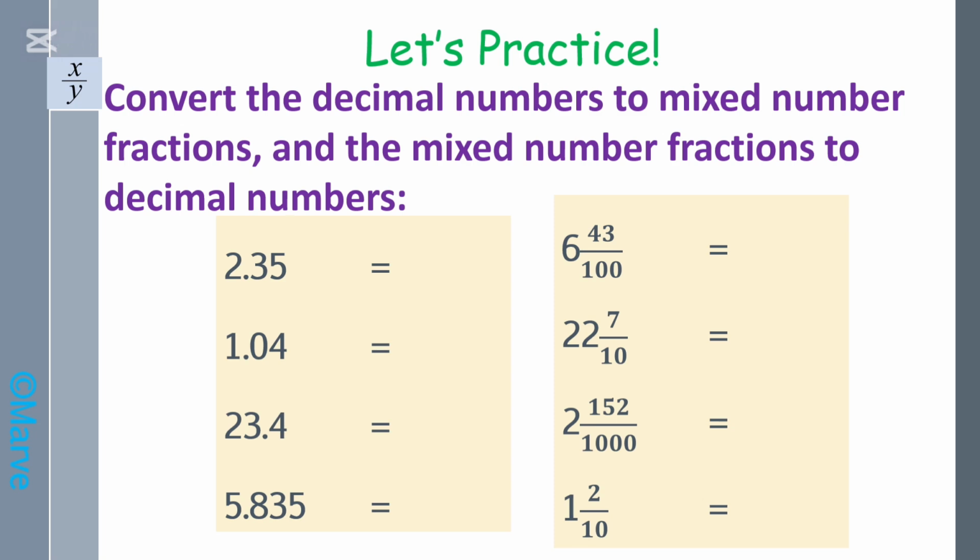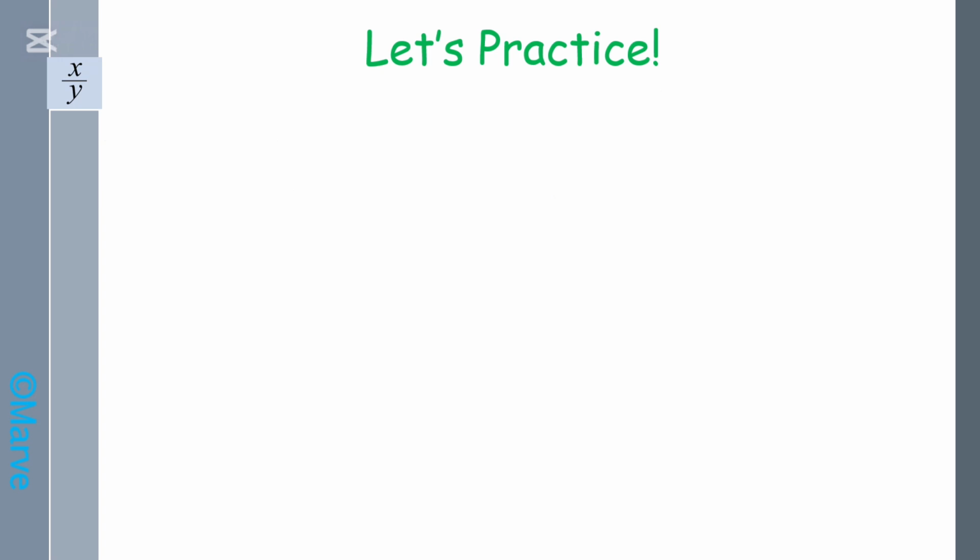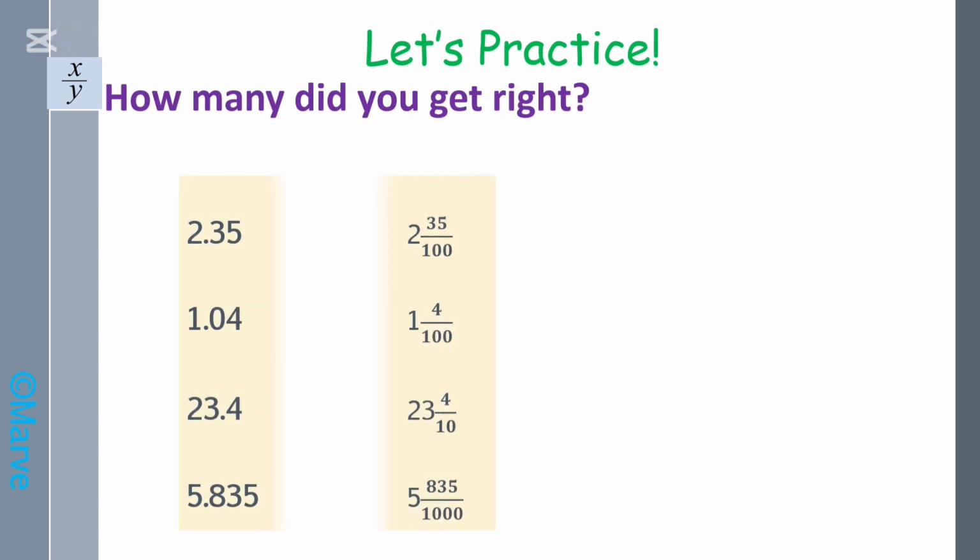Okay, welcome back. How many did you get right? Let's see. 2.35. Okay, from the decimal point, 35, that is 35/100. 3 is a tenth and 5 is a hundredth. So we have 2 already before the decimal point. So that's our 2 whole, and then 35/100. And we have 1.04. Always remember, before the decimal point, that is your whole. And then after the decimal point, 0 tenths and 4 hundredths. So nothing for the tenths. So it's just 4/100.